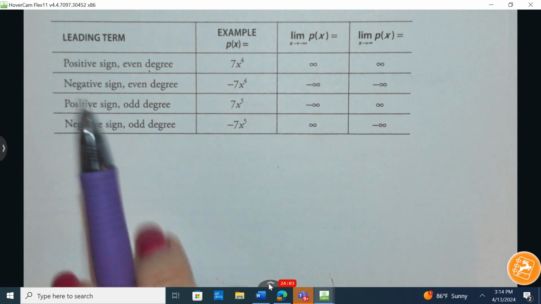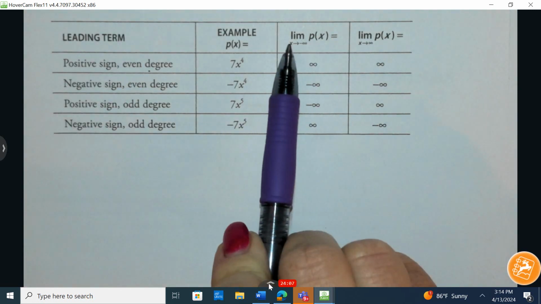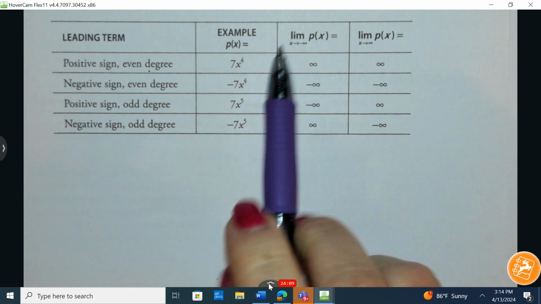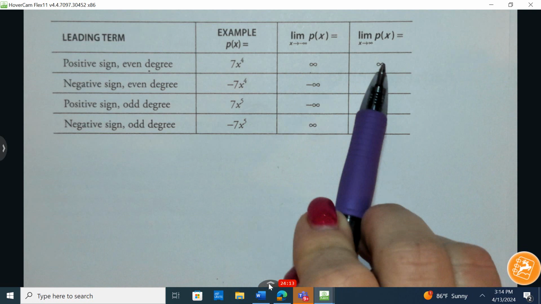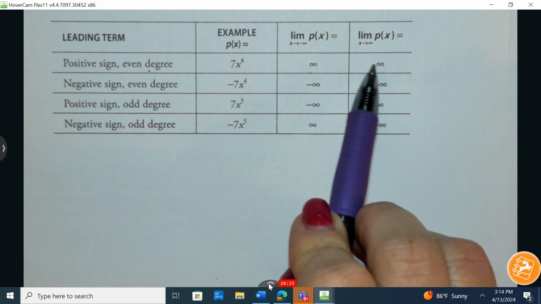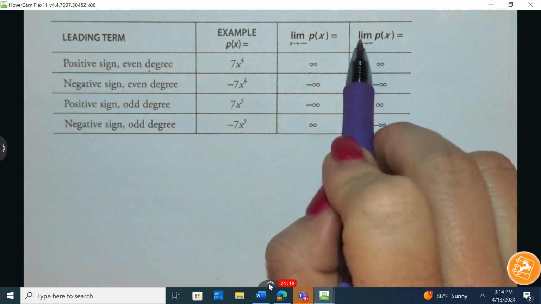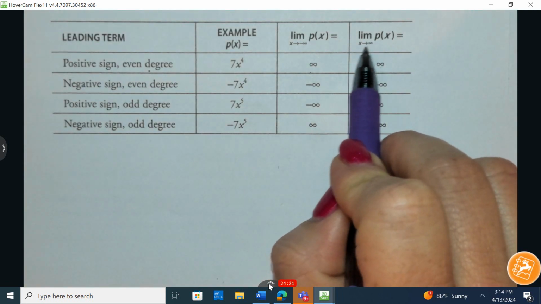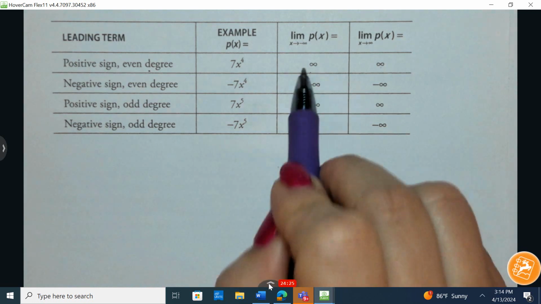And this is how this textbook is writing this. So when it's even and positive, it says as we go to the right, we can see that our function goes up. As we go to the left, we can see that our function also goes up. Okay? As x goes to the right, it goes up, and as we go to the left, it also goes up.